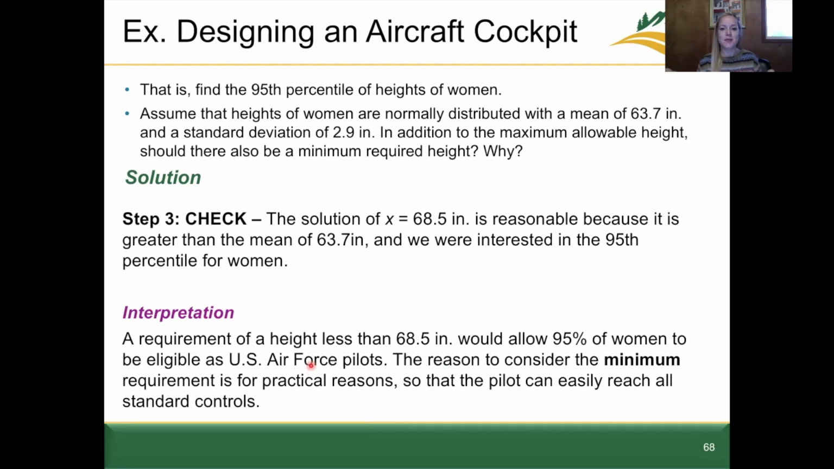That is the end of 6.2 now, so hopefully it's clear when we're working with standard normal distributions and non-standard normal distributions.